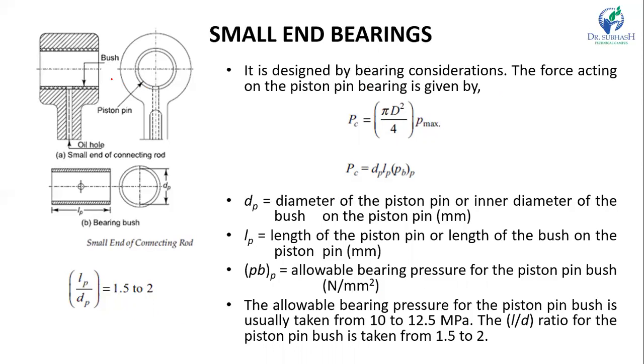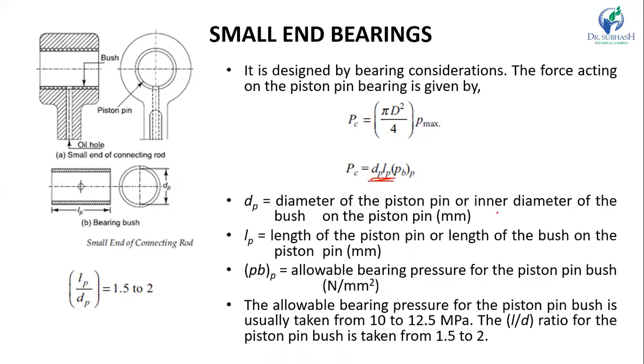Because bearing pressure acts inside it, we design it from bearing consideration. So PC is equal to pi by 4 d square into P maximum. And the bearing area is equal to dP into LP. This is the length of the bush, LP, and its diameter is dP. So bearing area is dP into LP and bearing force is equal to PB into dP into LP.